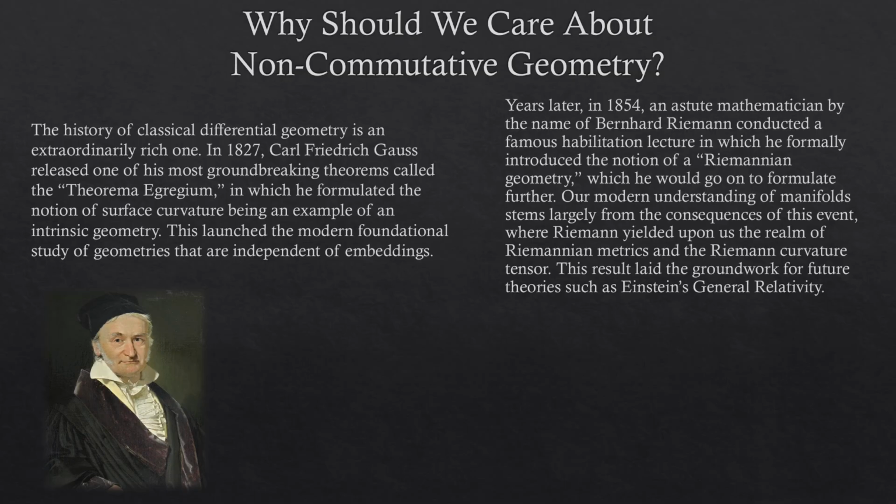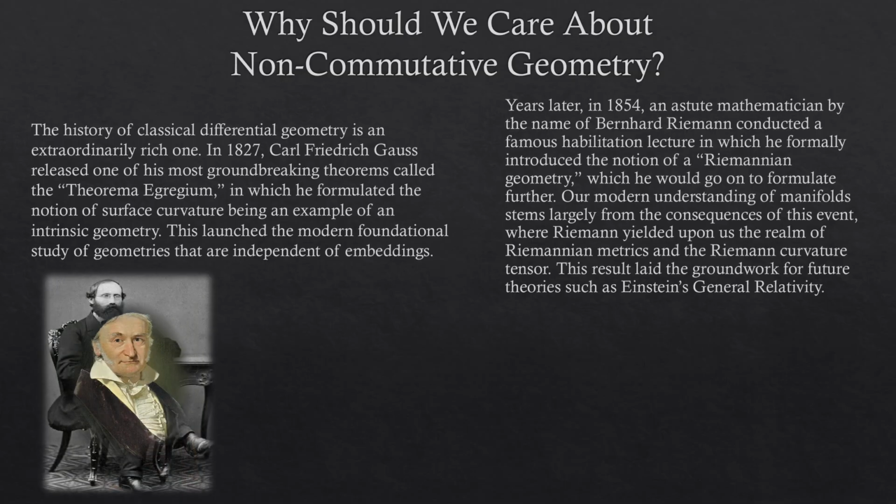Years later, in 1854, an astute mathematician by the name of Bernhard Riemann conducted a famous habilitation lecture in which he formally introduced the notion of a Riemannian geometry, which he would go on to formulate further, of course. Our modern understanding of manifolds stems largely from the consequences of this event, where Riemann yielded upon us the realm of Riemannian metrics and the Riemann curvature tensor. This result laid the groundwork for future theories such as Einstein's general theory of relativity.